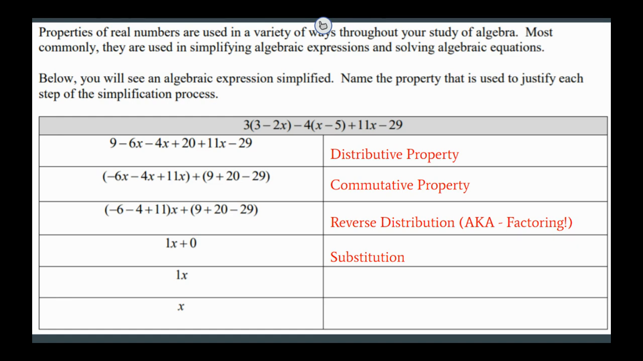So what do you think he's gonna call the next step? Identity property of addition. Okay, so in this one, you can leave out the property, you can just say identity of addition. I don't care, just make sure you clarify that it's addition and not multiplication. Let's look at that last one. Identity property of multiplication. Because 1 times anything is itself.